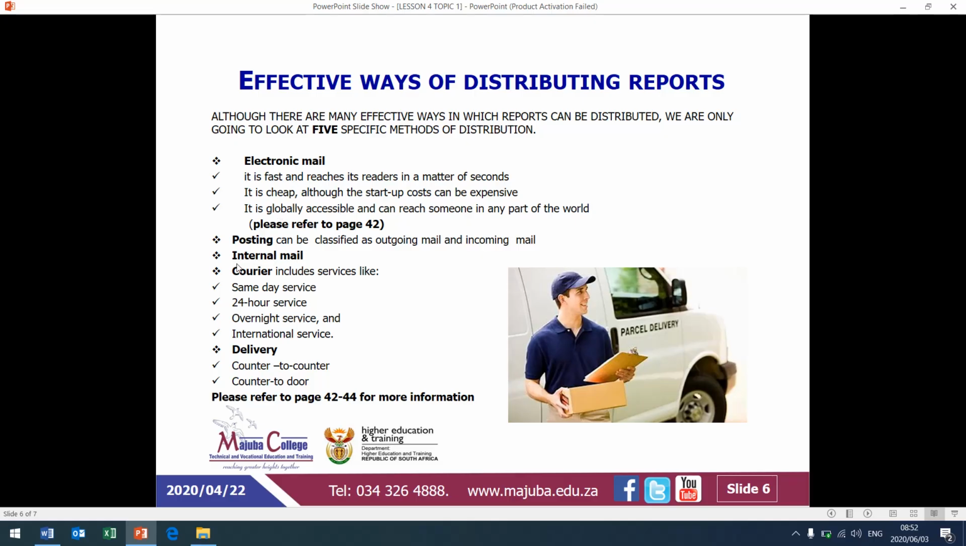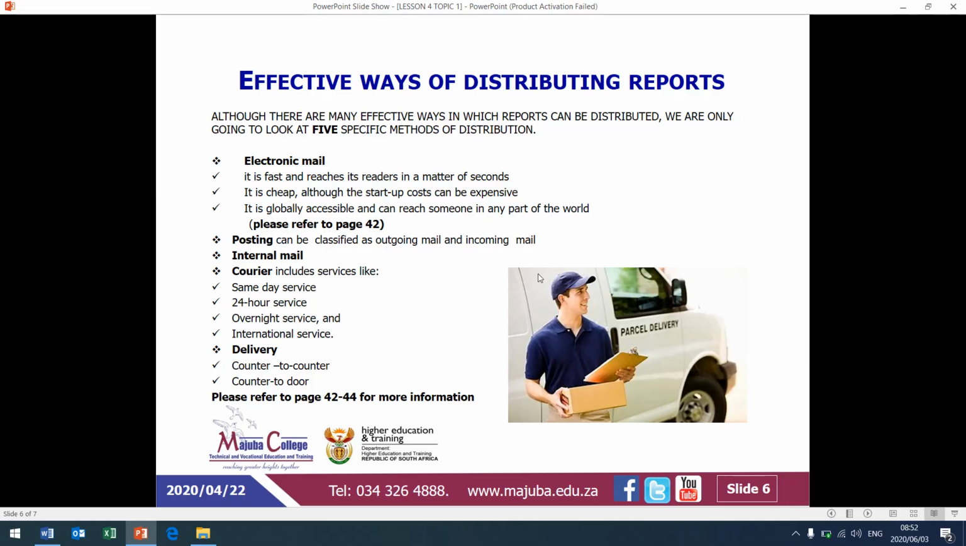Okay, and then we have posting. Posting can be classified as outgoing mail and incoming mail. What does this mean? It means when it comes to posting, you can send it outside the organization and you can also receive it. That is incoming mail. Outgoing mail is when you send it from the organization to another. Okay, and then we have internal mail within the organization. That is where you distribute it within the organization.